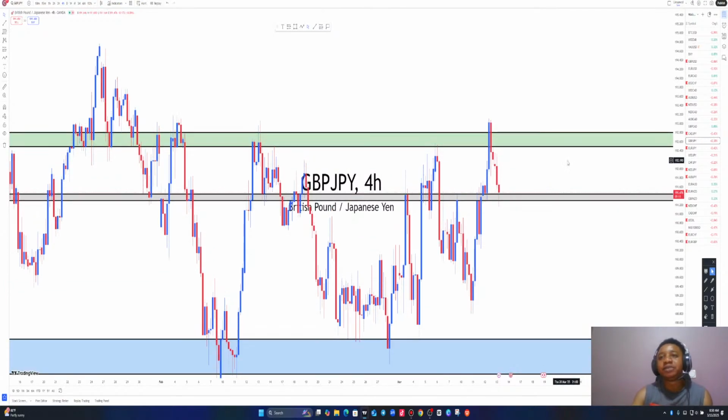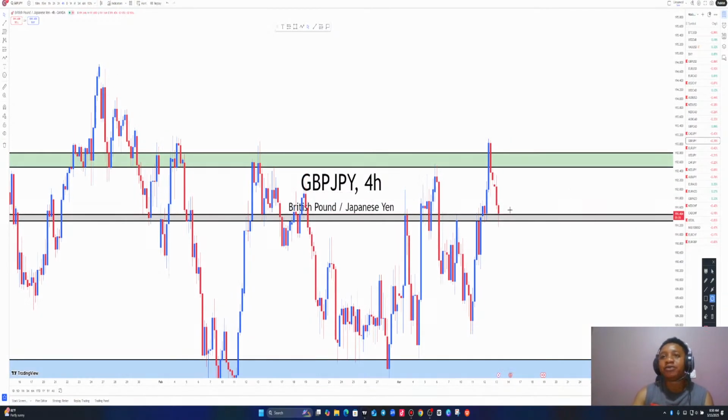So GBP JPY, we study this particular area very carefully. If we see reversal candles, then that is going to trigger us to buy, because we will understand that there are more buyers that can break above the daily resistance. But if we don't see anything as such, and we only see a break below with a retest, then we also sell all the way to the downside on this pair.